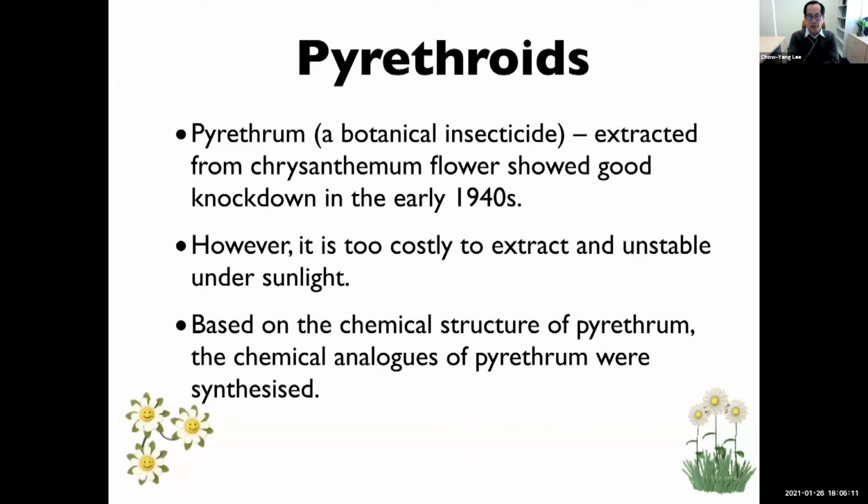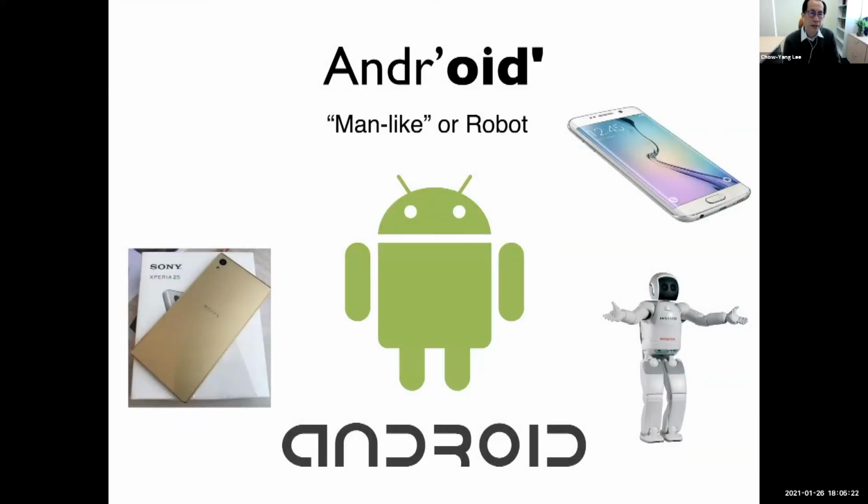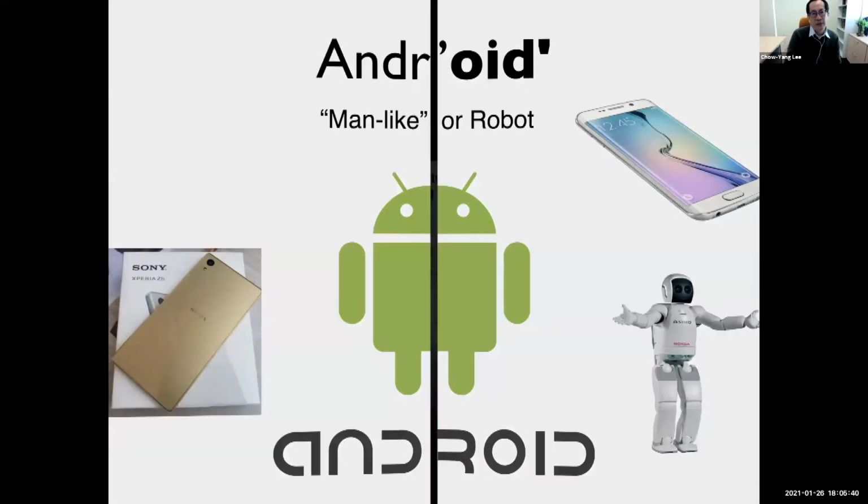So the chemical analogs of pyrethrum will actually be synthesized. Now, as you notice the name pyrethroids, whenever you see the word "oid" at the end, it means look-alike. So I'm sure that many are using Android phones besides iPhone. So when there is an "oid", it means it's alike. So pyrethroid means pyrethrum-alike.